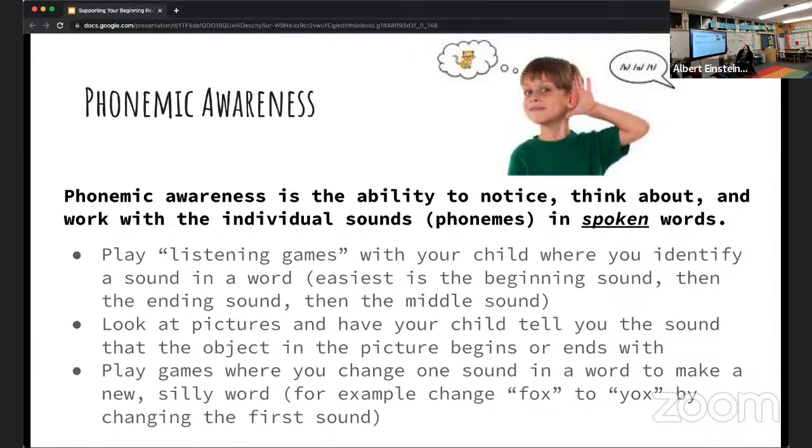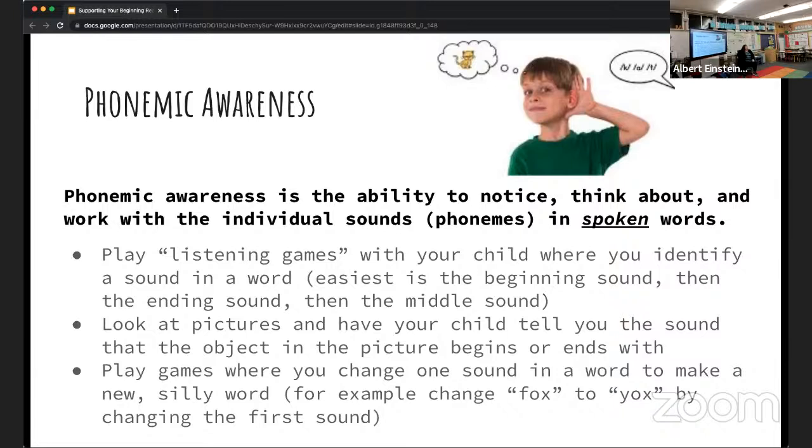So for these, you can play listening games where you identify the sound in a word. So you might say, oh, there's a rug. What's the first sound you hear in rug? Oh, you got it, right? You could be taking a walk and see a leaf on a tree. What's the first sound in leaf? Oh, great job. So for kids, identifying that first sound is the easiest one. So you want to start with that, if that's where they're at.